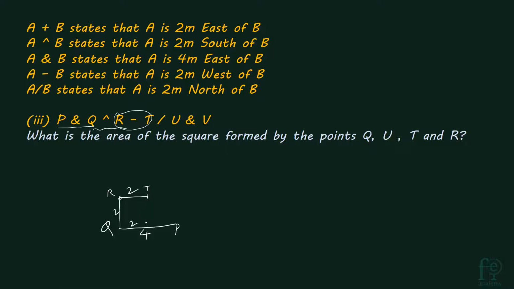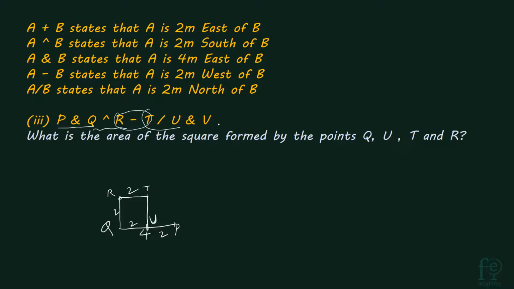So here also some 2 meters will come. This point will be 2 meters and this will be 2 meters. You mark it then and there, it will be easier for you. So R minus T means R is 2 meters west of T. So T should be coming towards the east of R. Now T by U means T should be 2 meters north of U. So U should come here, that means U should be 2 meters south of T. So this should be the point U obviously.